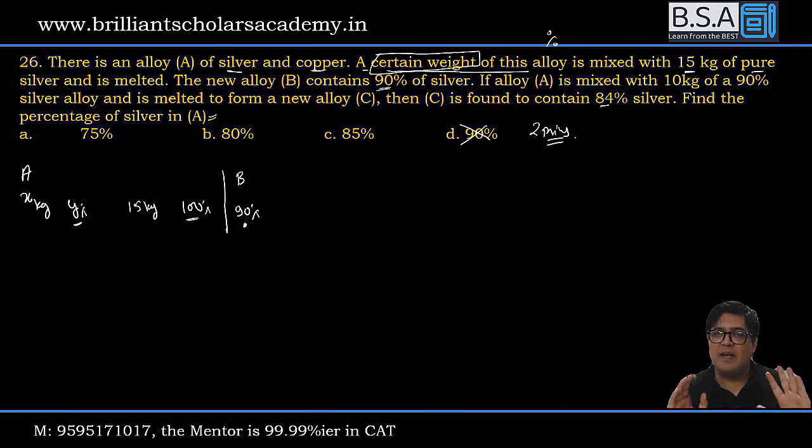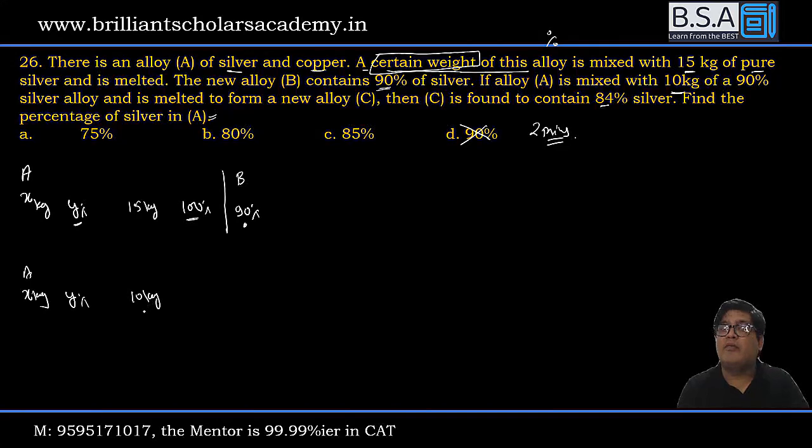I said whenever we combine percentages we take an average. So I am saying 90 is the final average. 100 is more than that, so the second percentage should be below that. So the value of Y is less than 90. We got a hint. Now what is the new scenario? Now you are mixing A, X kilograms with Y percentage purity. What are you mixing it with? 10 kilograms of what? Of 90% silver.